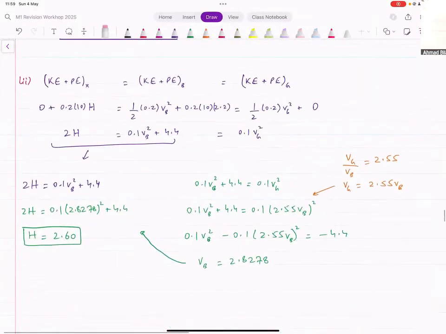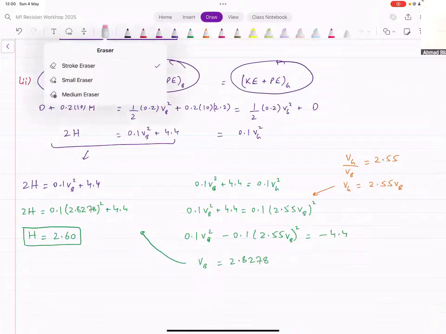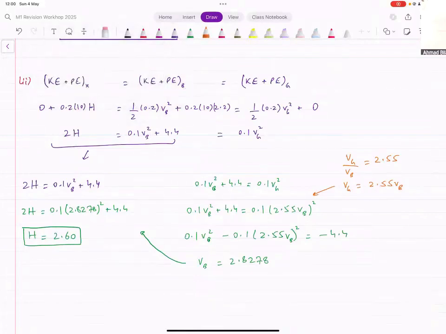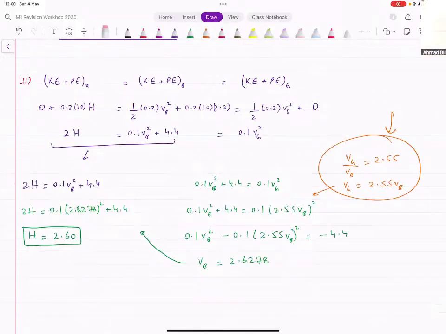We say the total energy at X, total energy at B, total energy at G, they should all be the same. And from this, we can break it down into two parts like this. We get three equations. One was given in the question already, Vg over Vb, that was 2.55. And then the other two, we end up having to solve three simultaneous equations. We will eliminate the variables that we do not need and find the value of capital H from this.